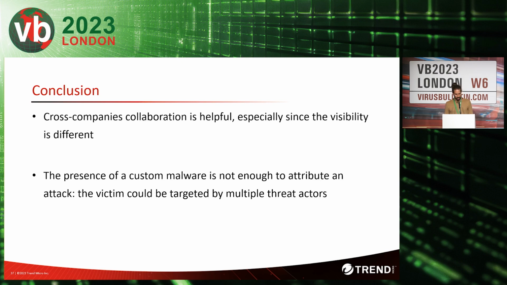And the last two conclusions would be that, in our case, cross-company collaboration was helpful. We were glad that we could discuss with other fellow researchers who have a different visibility. This helped us to discard the supply chain attack scenario, although it proved us wrong, but it's nice to be wrong when you have the data. I mean, we prefer to have the good information.